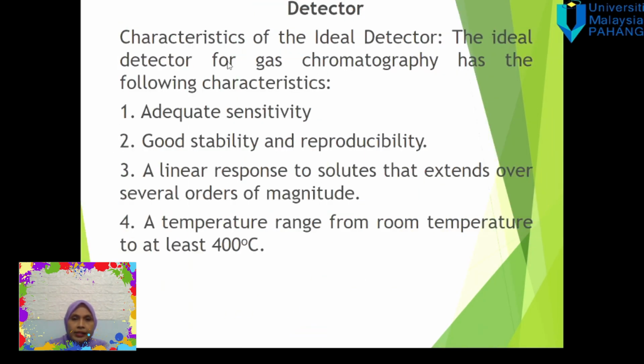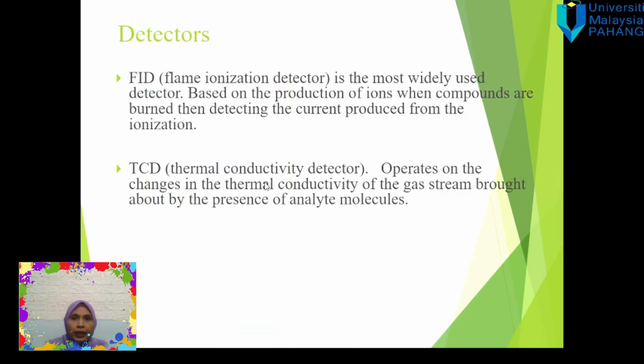The detector, as I mentioned just now, must detect our sample in a temperature range of at least 400 degrees, with good stability and reproducibility, adequate sensitivity, and a linear response to the solute. The detector commonly used is FID, flame ionization detector, the most widely used detector in GC. It is based on the production of ions when compounds are burned. So our compounds in gas form, when burned, change into ions, which are detected by the FID. That's the principle of the detector in GC.